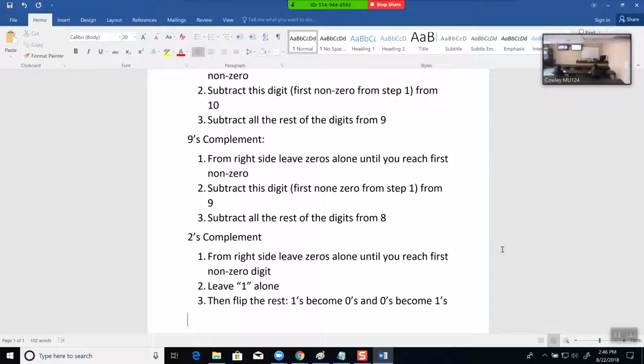Is everybody still writing that down? What does step 2 mean? The digit you run across, it's a 1, you leave it alone. It just stays as is. The first one from the right side. Oh, until you reach first. This right here? Leave 1 alone. Oh, that means just leave the digit 1 alone. Aren't you supposed to flip them? Sort of. I'll show that with an example.